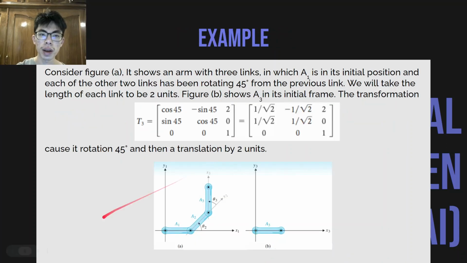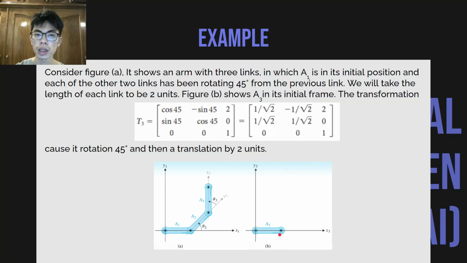Considering figure A, it shows an arm with 3 links in which A1 is in its initial position. Then each of the other 2 links has been rotated 45 degrees from the previous link, and we take the length of each link to be 2 units. Figure B shows A3 in its initial frame.